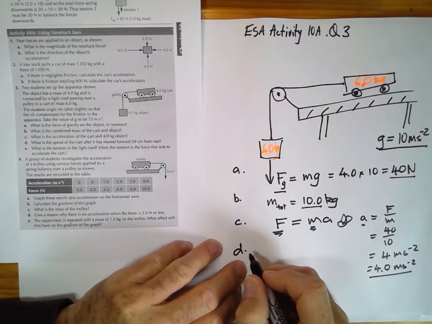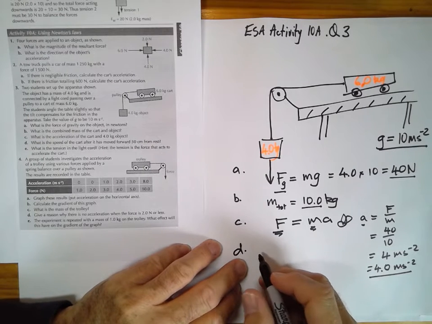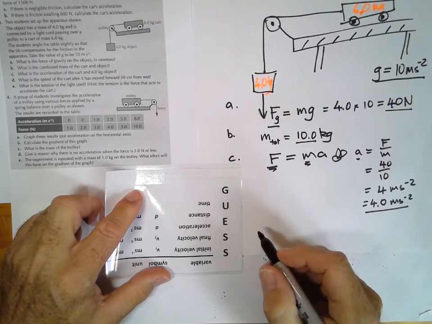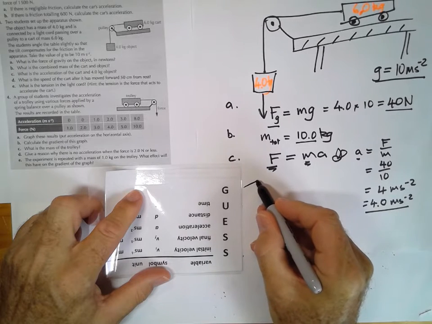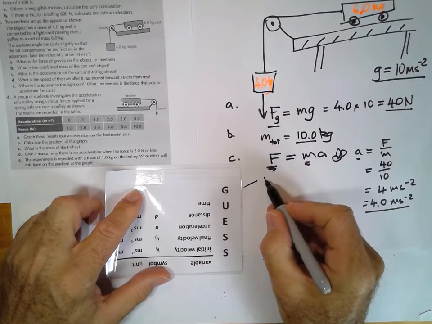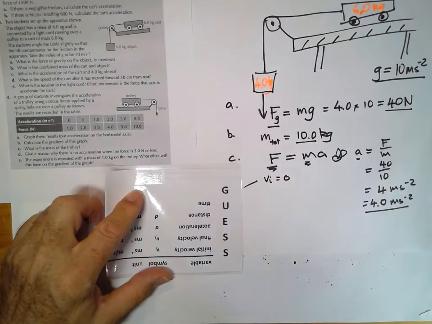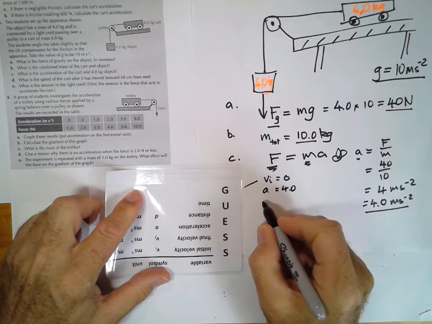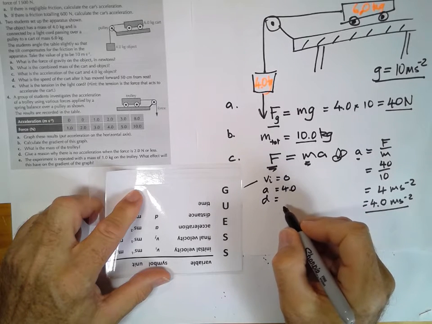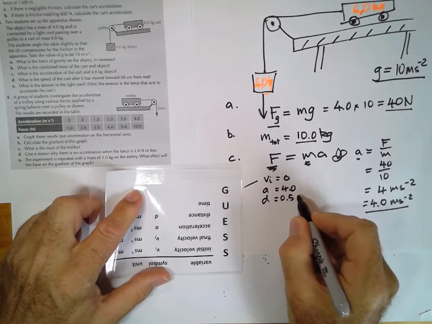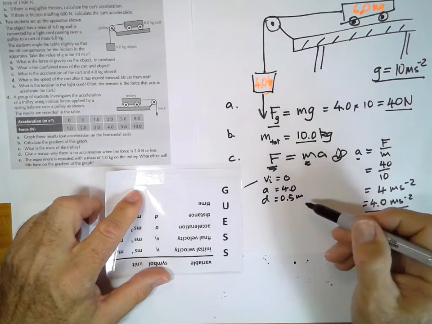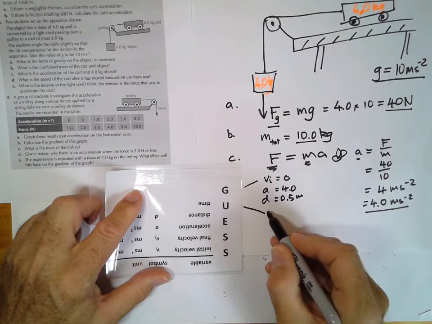D, what is the speed of the cart after it's moved forward 50 centimeters from rest? And so let's use our GUESS. What is our given? We're given the initial velocity is 0. We're given the acceleration. We've calculated the acceleration. We're given that the trolley moves 0.5 meters, and it says 50 centimeters. Make sure we convert that to meters, 0.5 meters. Our unknown is our final velocity.